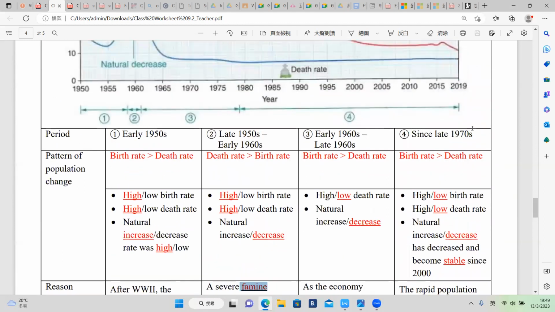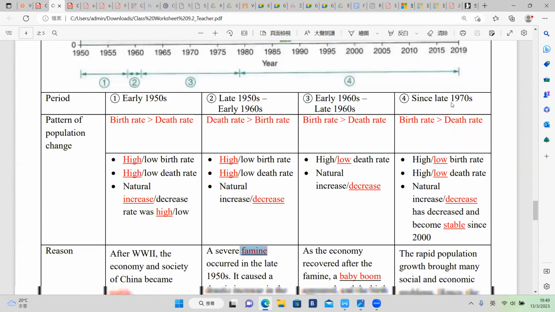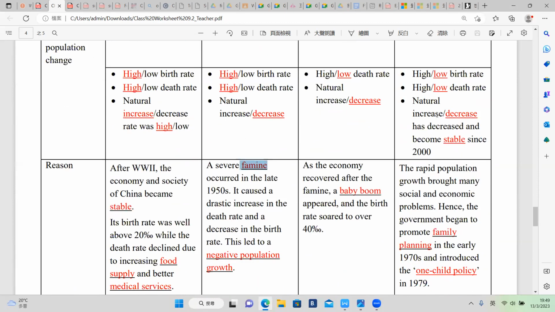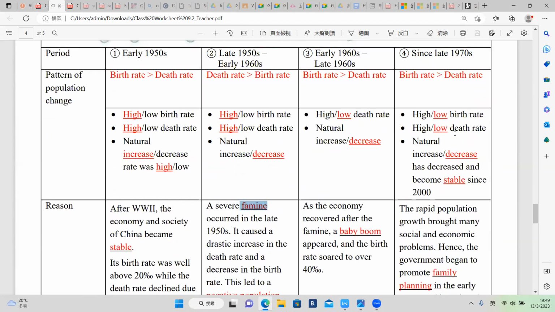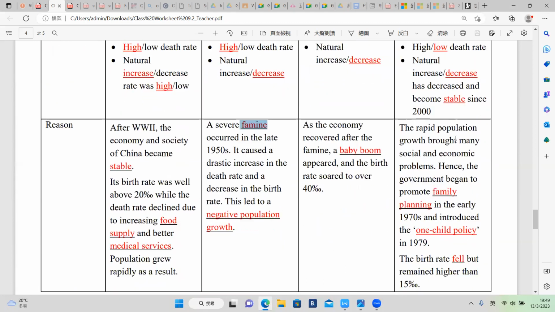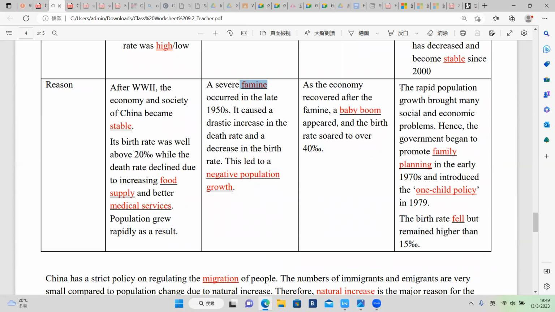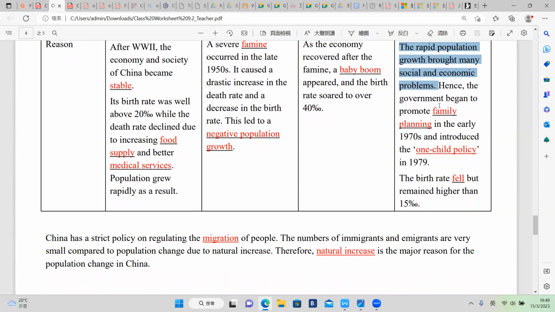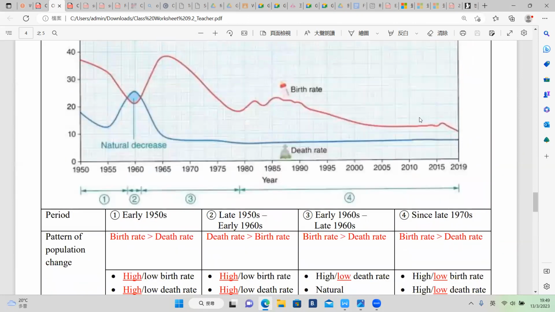How about in the 1970s? The birth rate is also higher than the death rate. Then with a low birth rate and low death rate, the natural increase has decreased, and the natural birth rate has decreased and become stable since 2000. The rapid population growth brought many social and economic problems and a booming population right here.